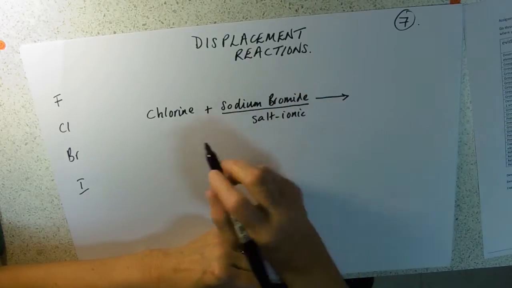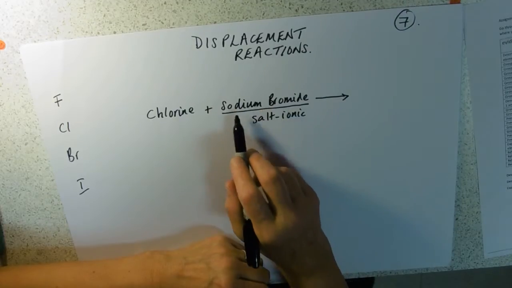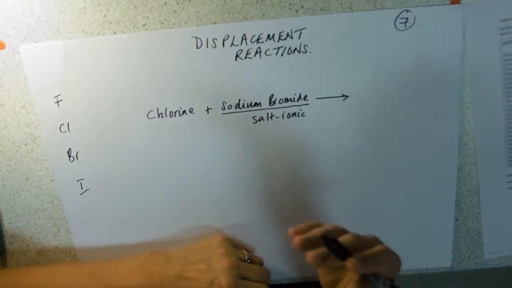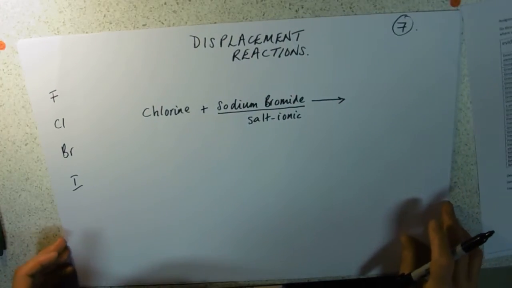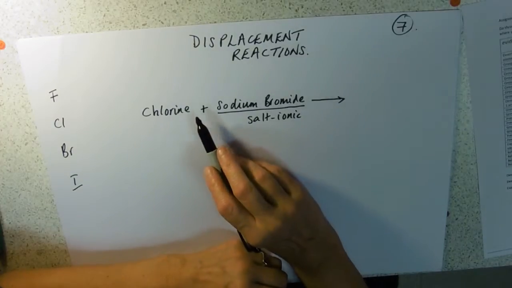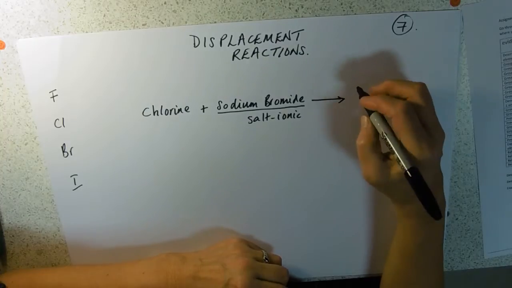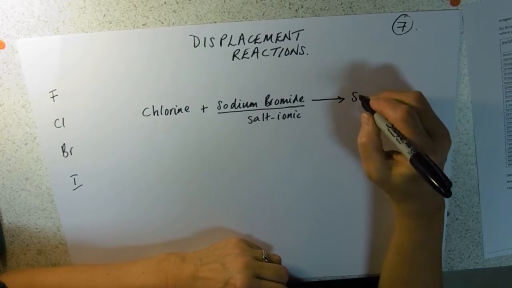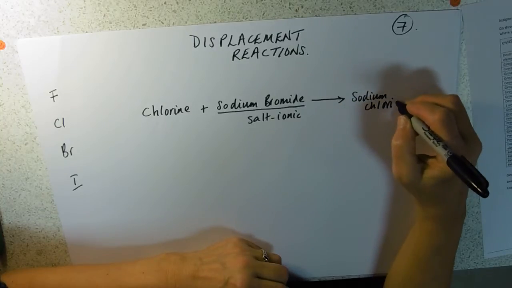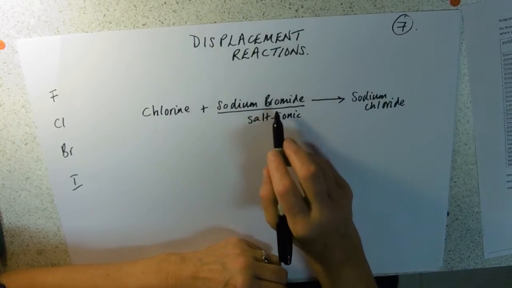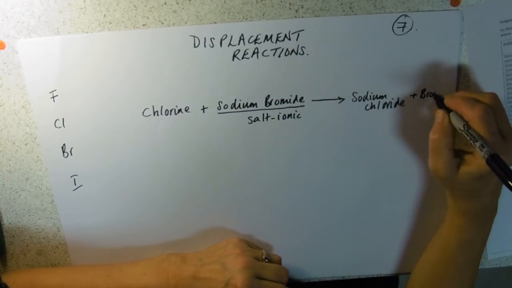What we'll find is that the chlorine, being a bit more reactive than bromine, actually thinks, oh, well, I'll have the sodium and make my outer shell full. It doesn't think because it hasn't got a brain, but you know what I mean. So because it is better at competing than the bromide, what we'll get is sodium chloride. So the chlorine has swapped places with the bromine, and the bromine's kind of miserably left out in the cold.